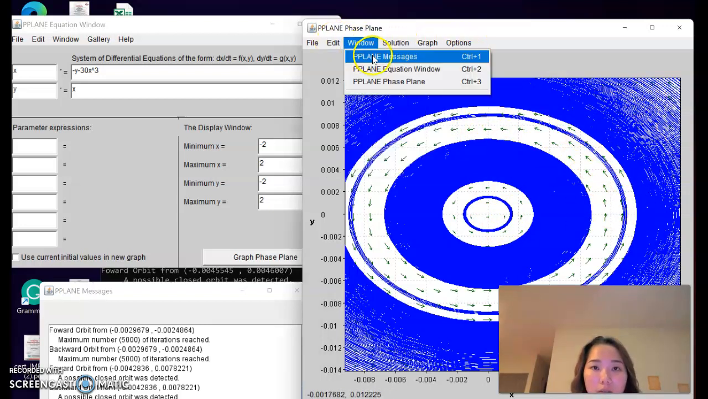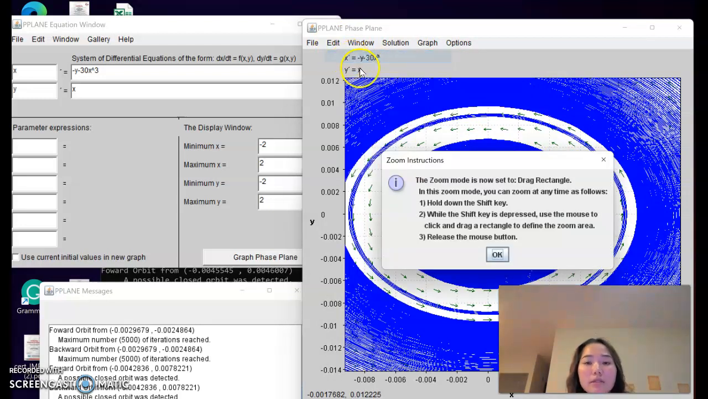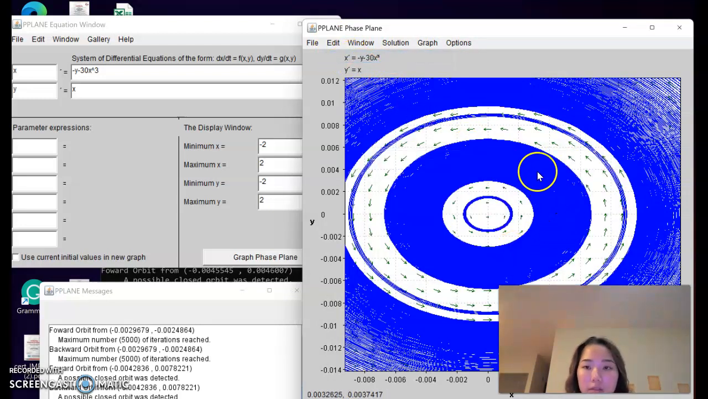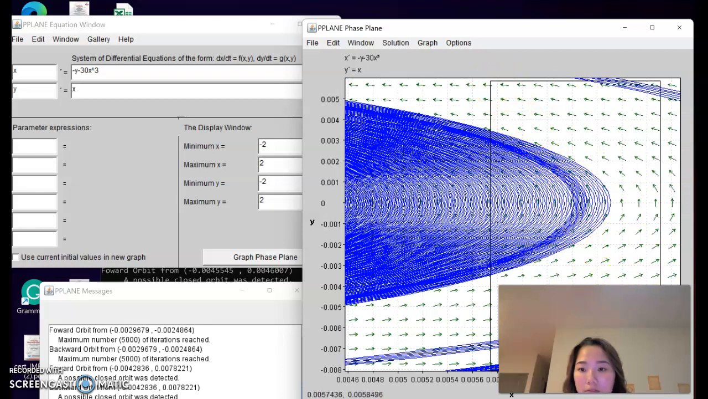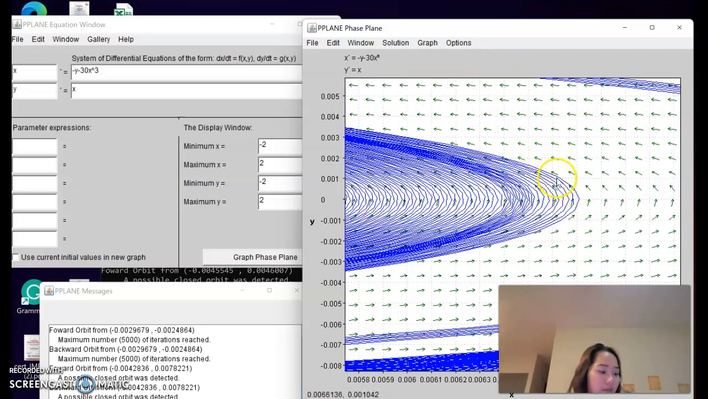Edit, zoom in. We're going to zoom in right here and see what's happening. You can see that it's kind of arch-ish. It's really hard to find the radius, but if you zoom in enough, the radius is about 0.0077 units.